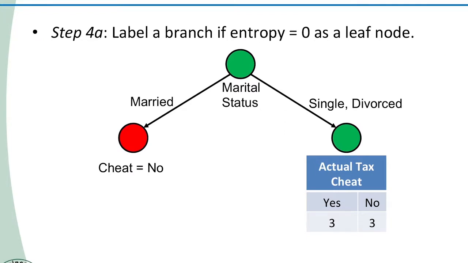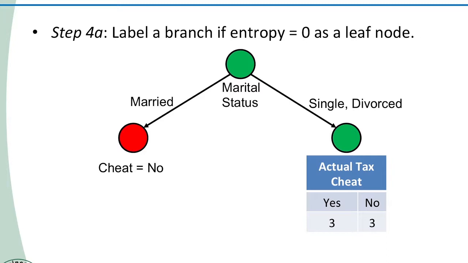Since the left node is pure, we can stop there and convert that into a leaf node since it is already pure. The leaf node will be based on the majority class. So here, our majority class is no. So hence, if marital status equals married, cheat equals no.